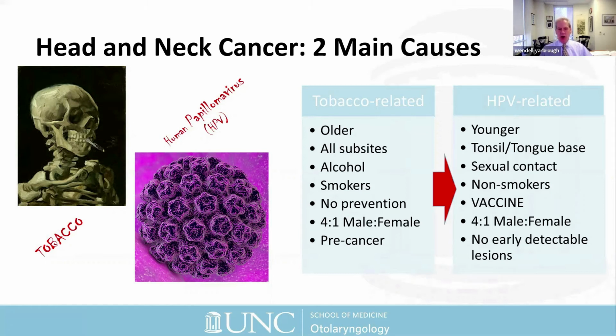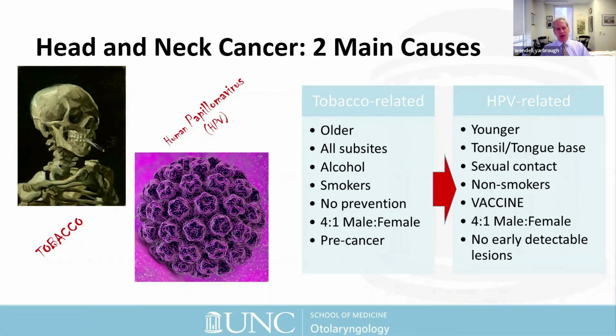Tobacco-related cancers occur in older patients. All subsites that we just showed are involved by tobacco-related cancers, whereas tonsil and tongue base, an area called the oropharynx, is what is involved in HPV-associated cancer. Alcohol is related to the cause of tobacco-related cancers, and HPV-related cancers are really a sexually transmitted disease. Tobacco-related cancers occur in smokers, whereas HPV-related cancers can occur in smokers, but there's a larger portion of non-smokers.